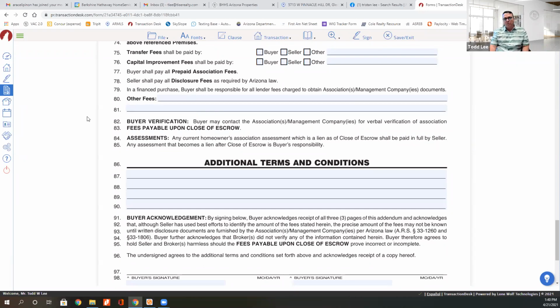But so buyer verification: the buyer may contact the association management company for verbal verification of association fees payable upon close of escrow. So that just says the buyer can call to verify. Any current homeowners association fees that is a lien as of close of escrow shall be paid by the seller. Any assessment that becomes a lien after the close of escrow is the buyer's responsibility.